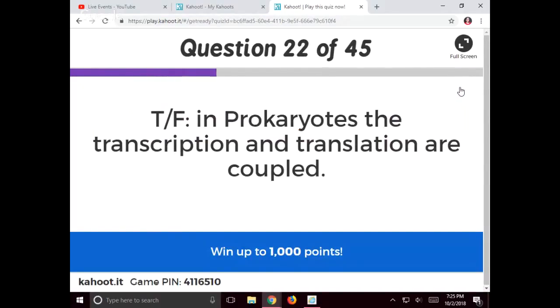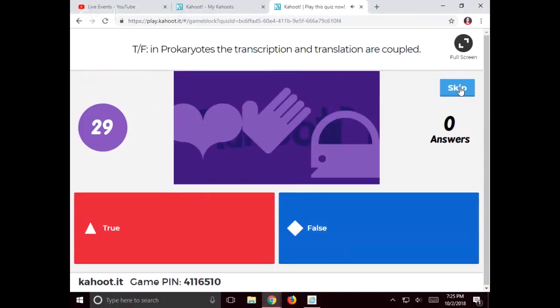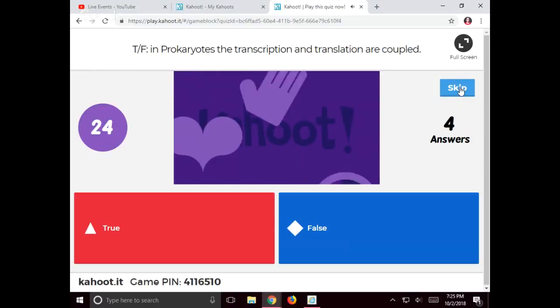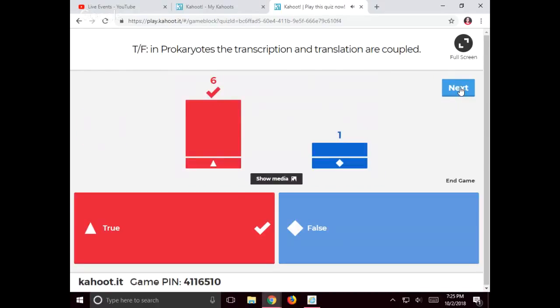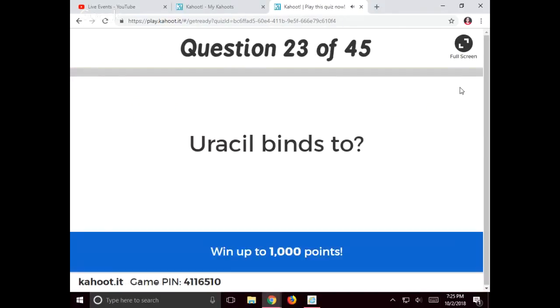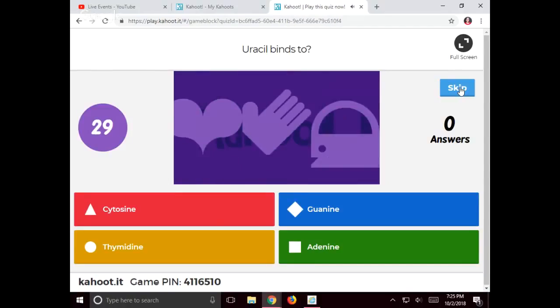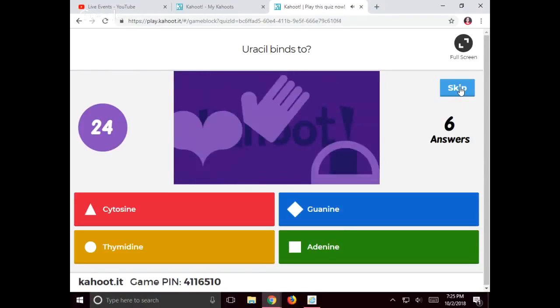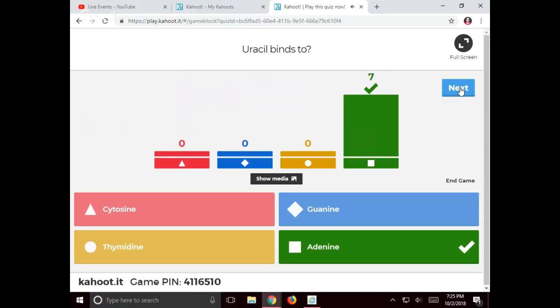True or false: in prokaryotes, transcription and translation are coupled, so they happen at the same time. Everybody got that. I purposely answered false. All right. Uracil binds to. Everybody got that. So what would adenine bind to instead of uracil if uracil wasn't there, if this was DNA?